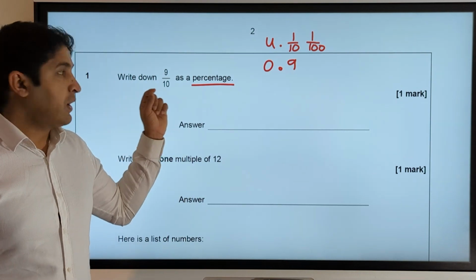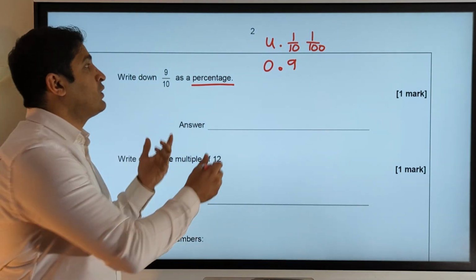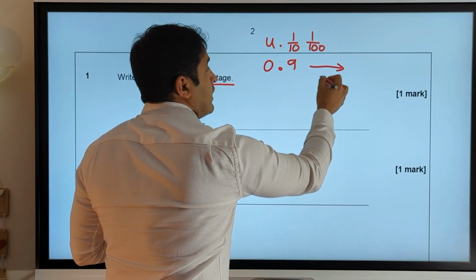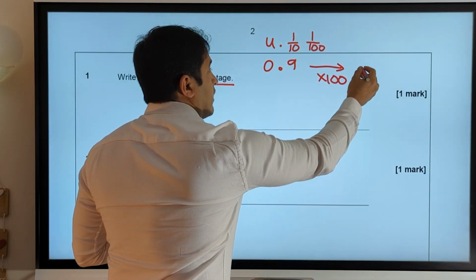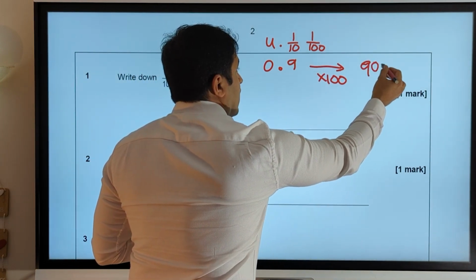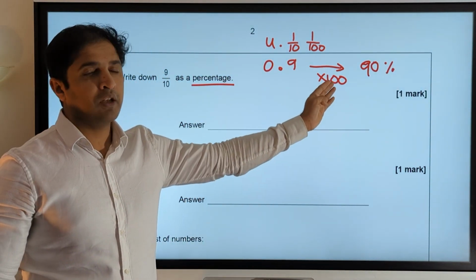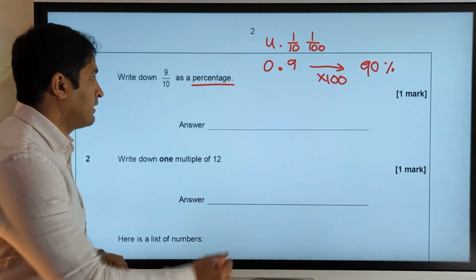So if you're writing it as a percentage, then we need to change the decimal to a percentage. How do you make a decimal into a percentage? Multiply it by 100 and you get 90%. So if you go from decimal to percentage, you multiply by 100 and you get 90%.